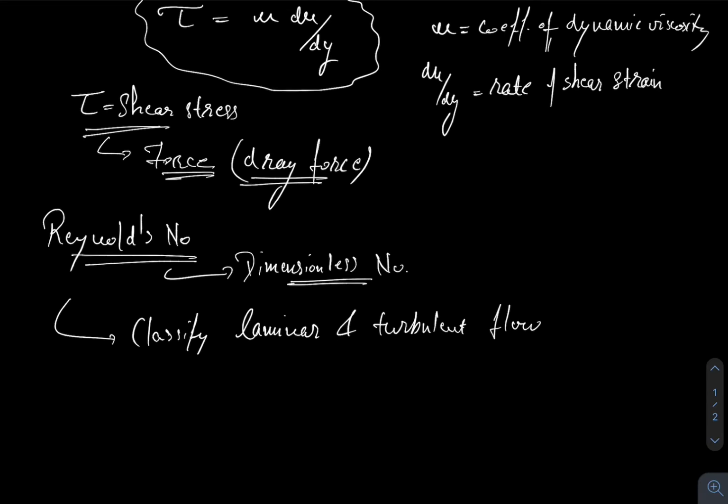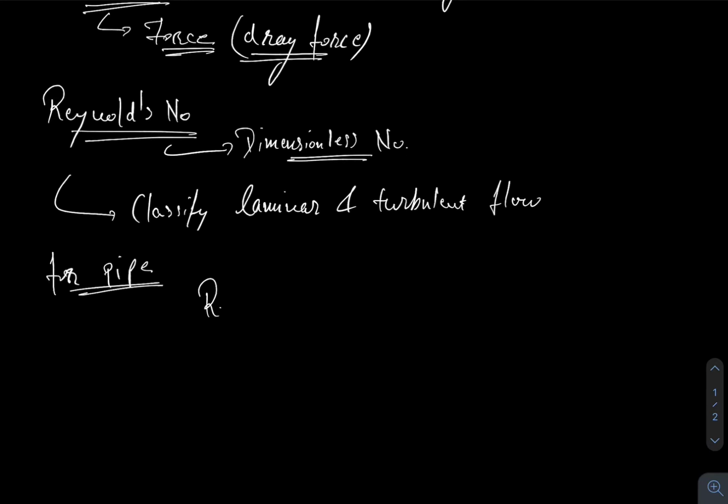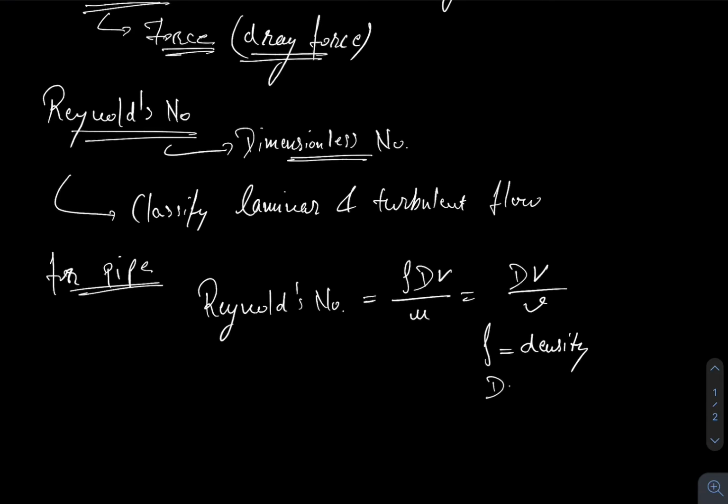Basically, if the viscosity is high, the fluid is laminar in nature. However, if viscosity is low, it generally shows turbulent behavior. We will see how. First of all, let's write the Reynolds number for a pipe. Reynolds number is equal to rho d v by mu, or d v by nu, where rho is density, d is the diameter of the pipe, v is the velocity of the fluid, and mu is dynamic viscosity.